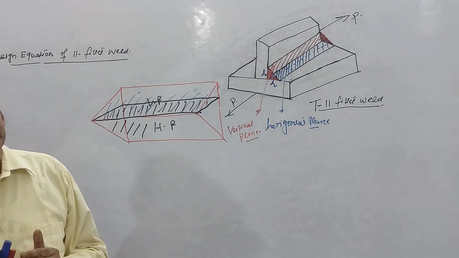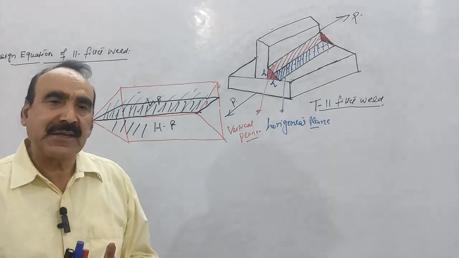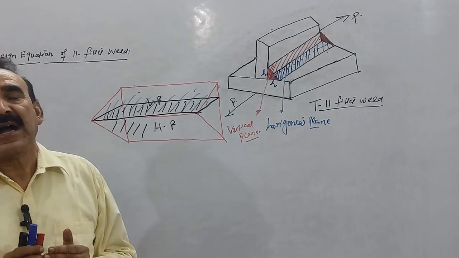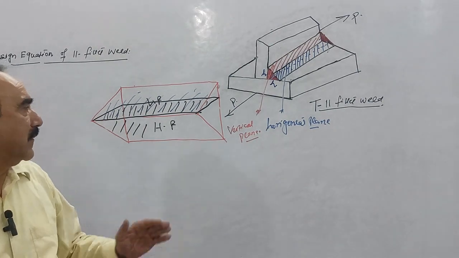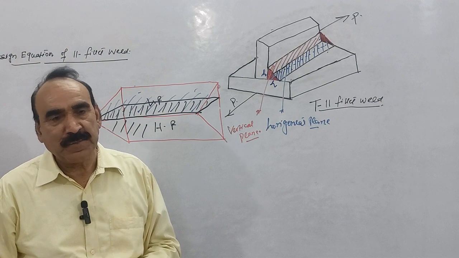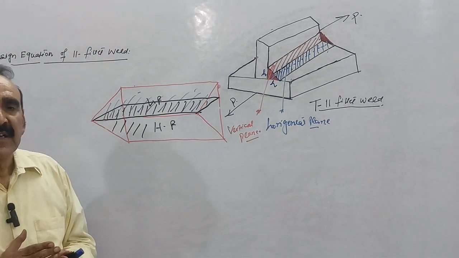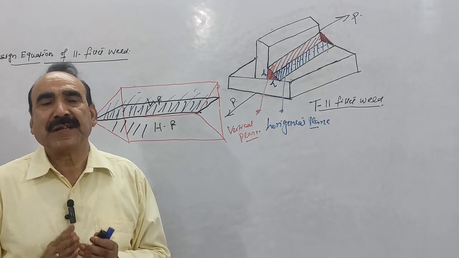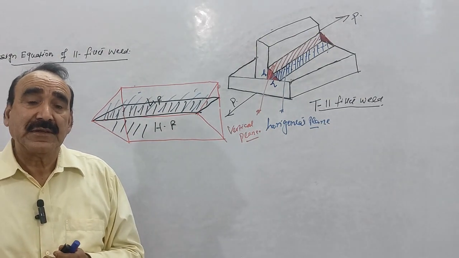So you can say the force P is parallel to all the planes, whether it is vertical, horizontal, or any of the infinite planes lying between horizontal and vertical at different angles. So suppose the force P is parallel to all the planes, then what happens?